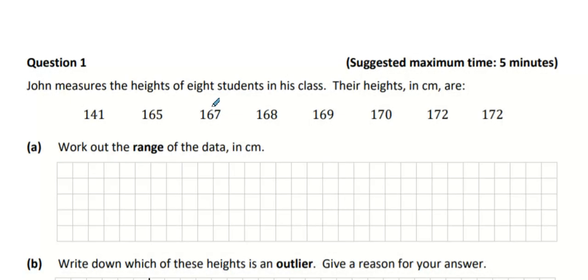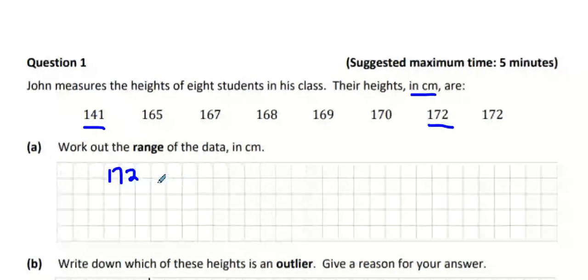In paper 2, let's get started. There's 8 people in the class. These are the heights in centimeters. Work out the range of the data. Well, the range is the top value, which is 172, take away the bottom value, which is 141. So 172, take away your 141, gives you a range of 31.